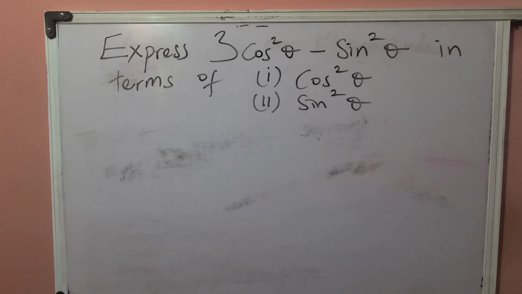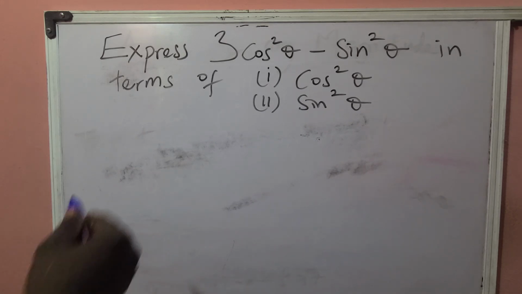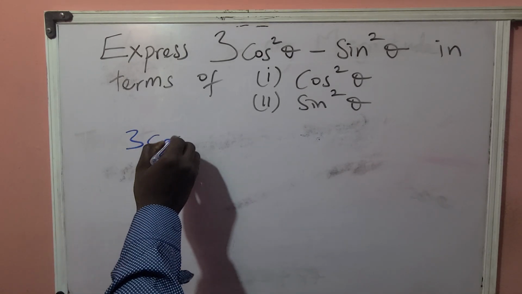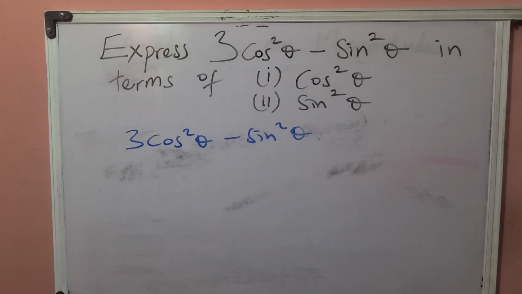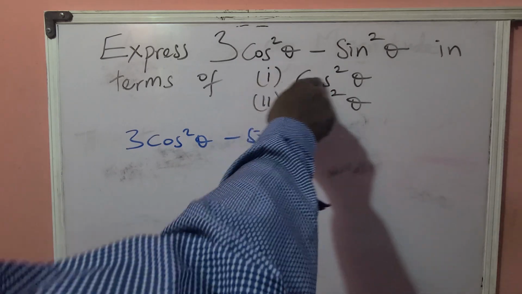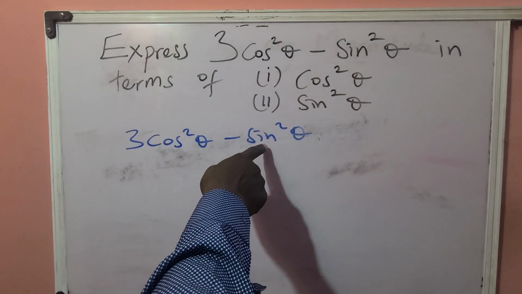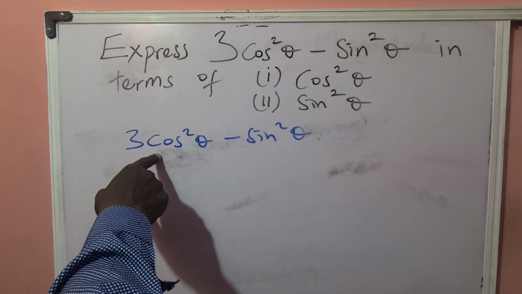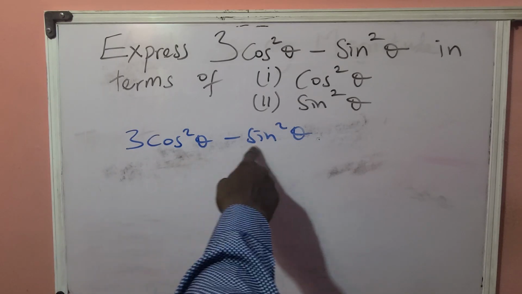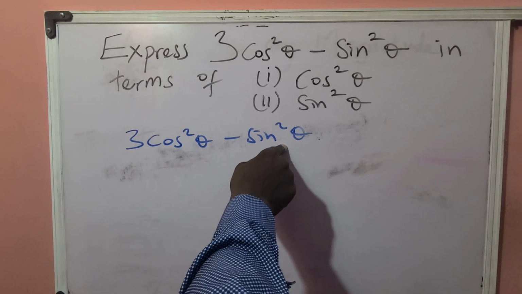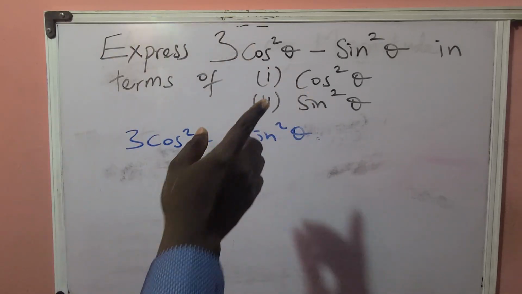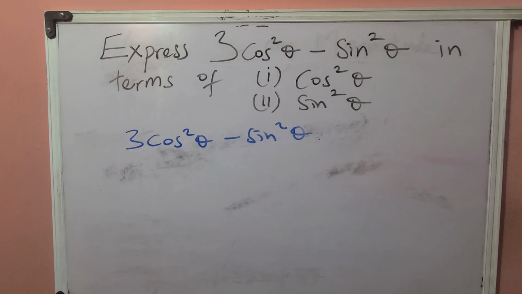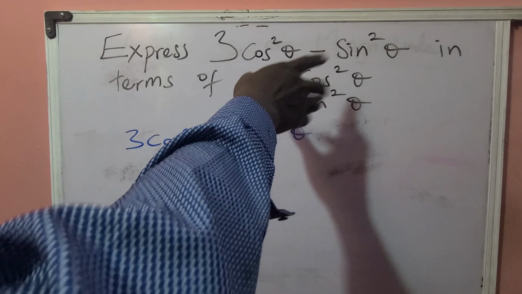Looking at this question now, I have 3 cos squared theta minus sine squared theta. Now, I want to express this having only cos squared theta. That means this is still okay because I can see this is cos squared theta, but this is sine squared theta. I don't want to see sine squared theta. I want everything to have only cos squared theta. That means the only trig function permitted is cos squared theta.